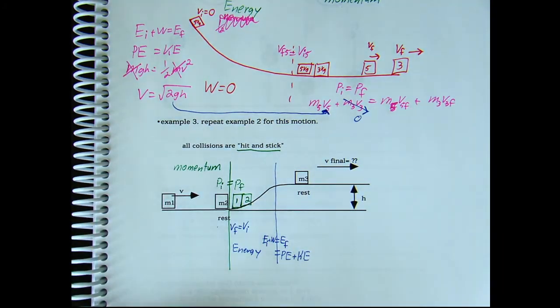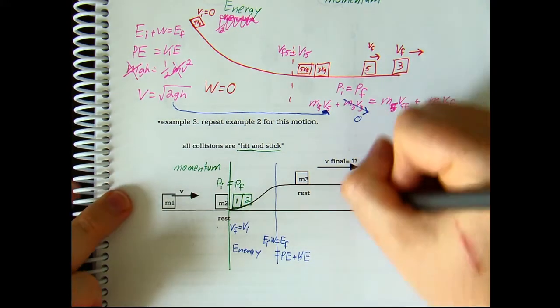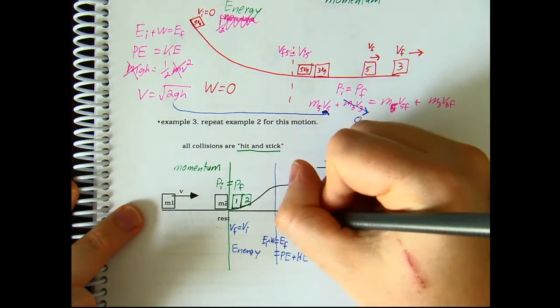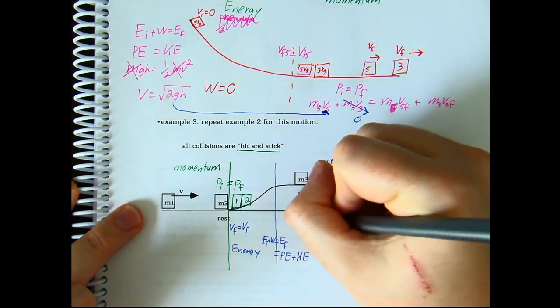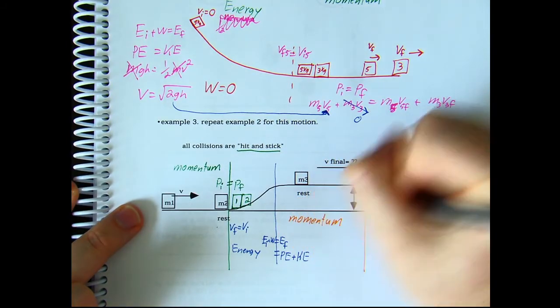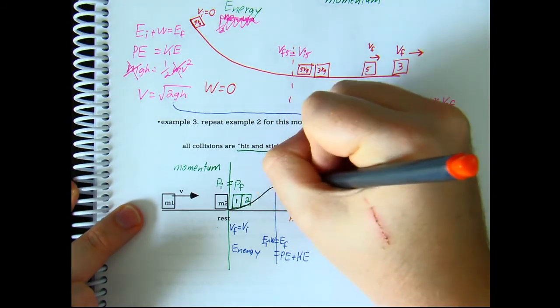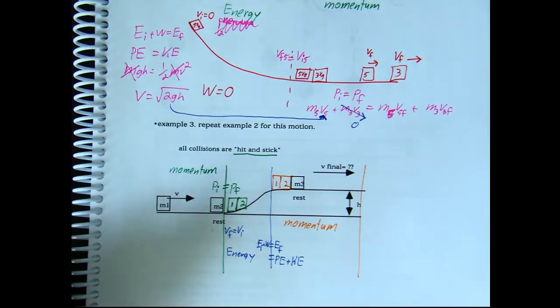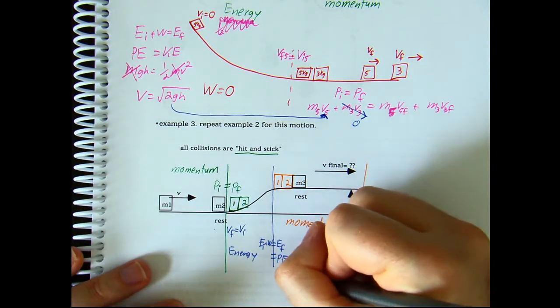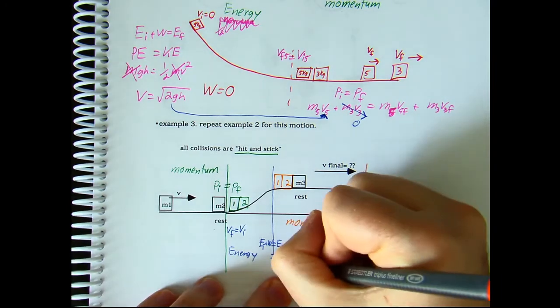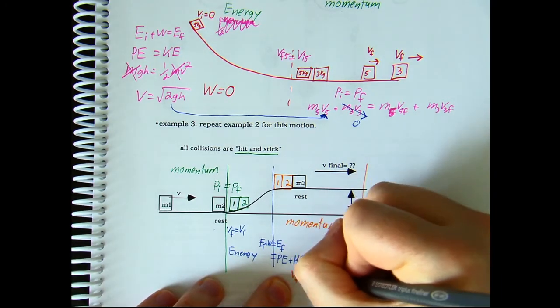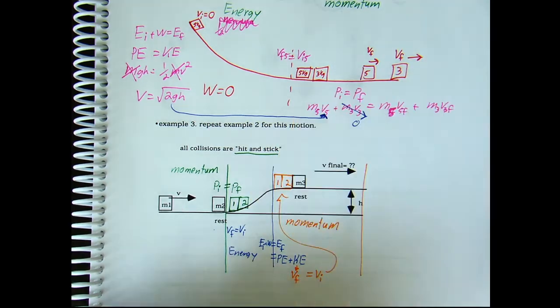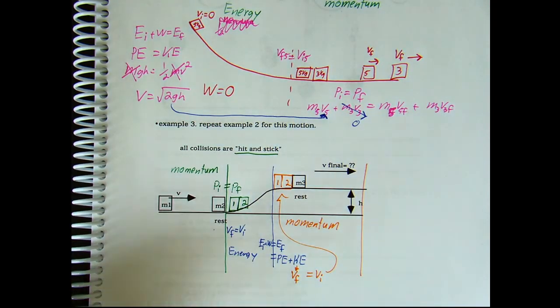And then this part of the problem over here is going to become momentum. Well, why is it momentum? It's momentum because 1 and 2 hit 3, stick, and then slide over here. So the final velocity here in the kinetic energy part of the problem is going to become the initial velocity here when these things slide and stick.